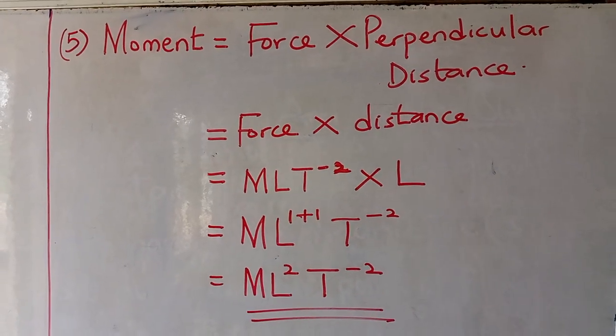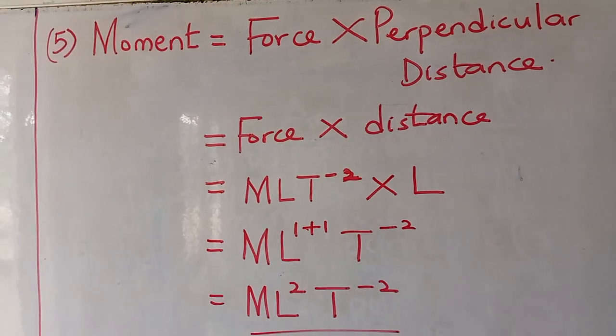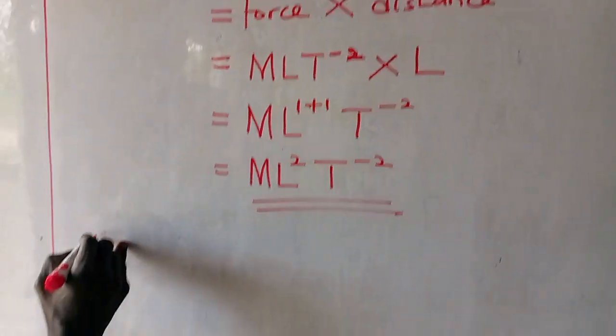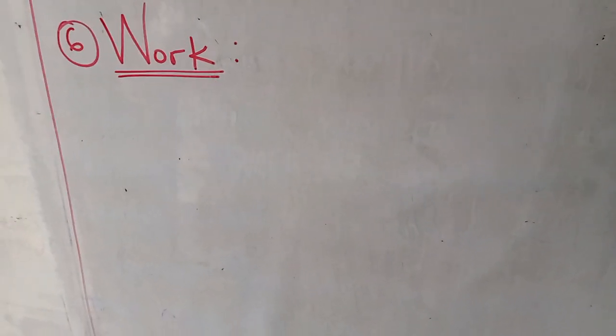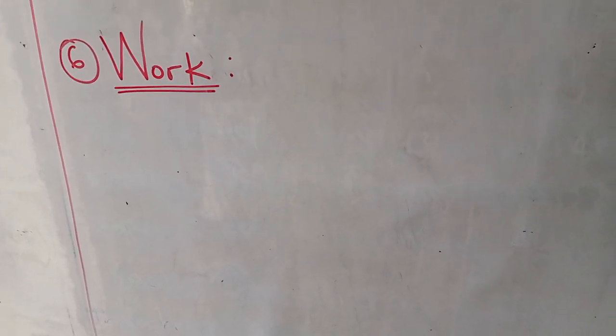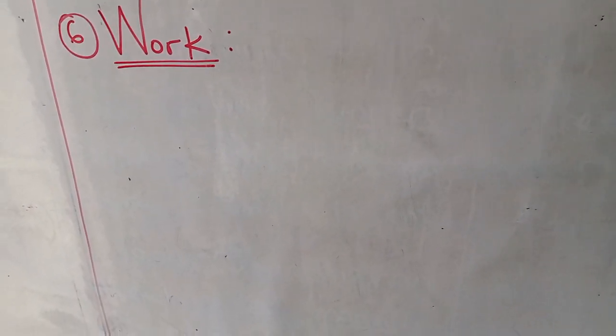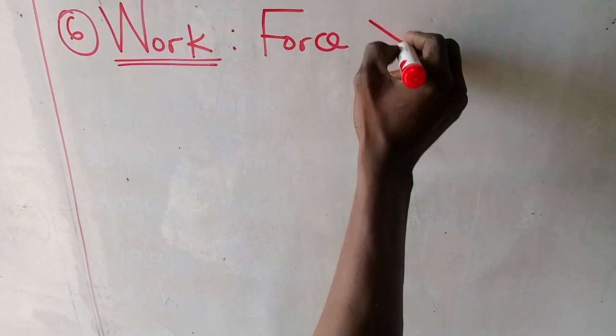Now the next one. Can we do the same thing? Dimensional analysis. Let's do it for work. The sixth one, work. What is work? Work is force times distance. Work done is also force times distance. Work done is force multiplied by distance.